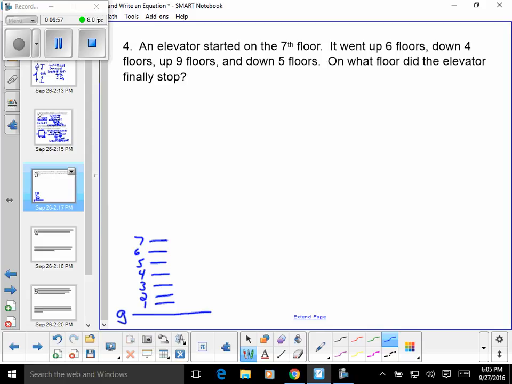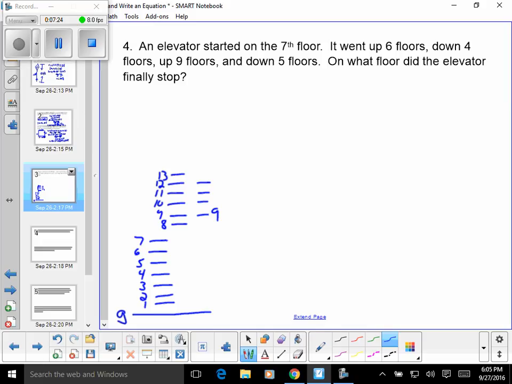Now, the elevator starts on the 7th floor. It's going to go up 6 floors. 1, 2, 3, 4, 5, 6. This is going to be 8, 9, 10, 11, 12, 13. Then after the next comma, it says it's going to come down 4. 1, 2, 3, 4. Well, it's going to be on floor 9.